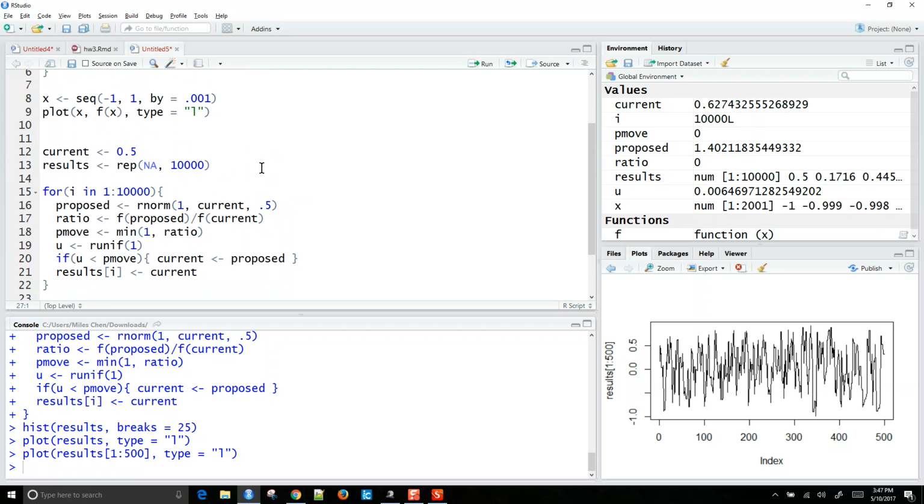Again, if you have a different proposal distribution, not the normal, but you have something that's not symmetric, you just have to change your ratio to include that adjusting term there.